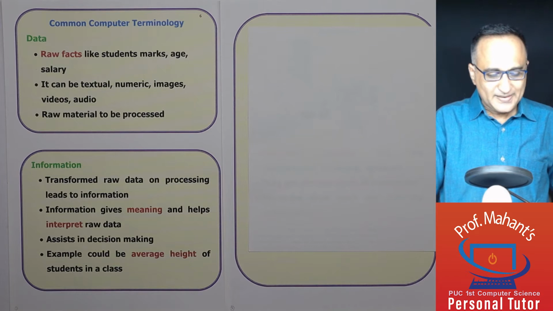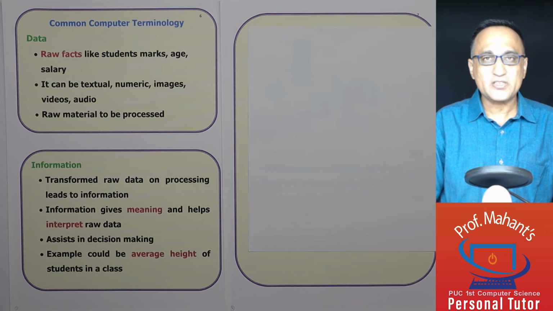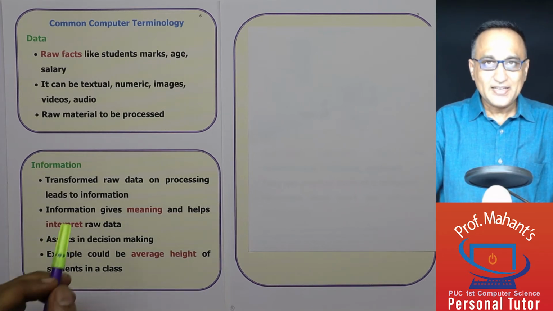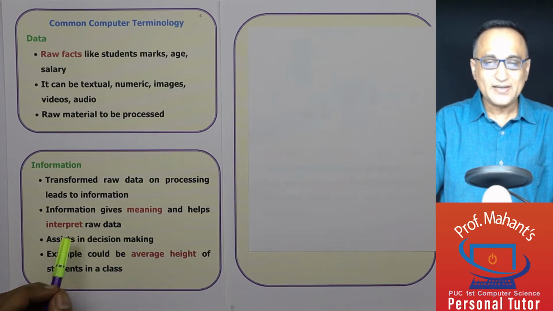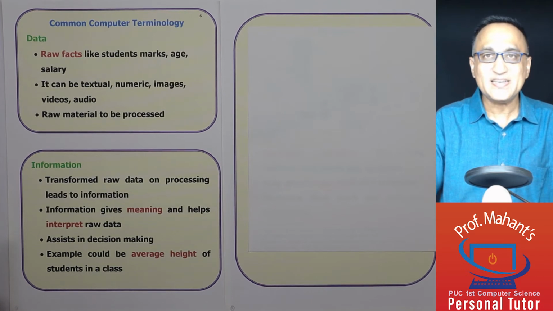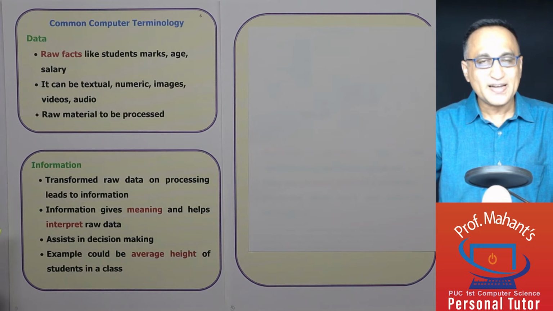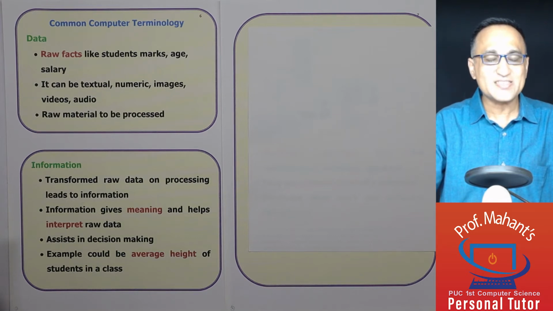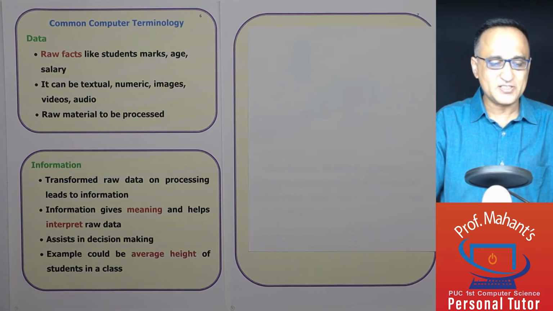Now data itself is not very useful in real life unless the data is processed into information, because once you process the data, the information gives us meaning of the data, it helps us interpret the raw data, and most importantly it assists us in decision making. Let's say I conduct a test and I take the average performance in the test. Based on the average performance across multiple classes, I can find out which class is not doing well and I can put more efforts. So it is helping me in making decisions.